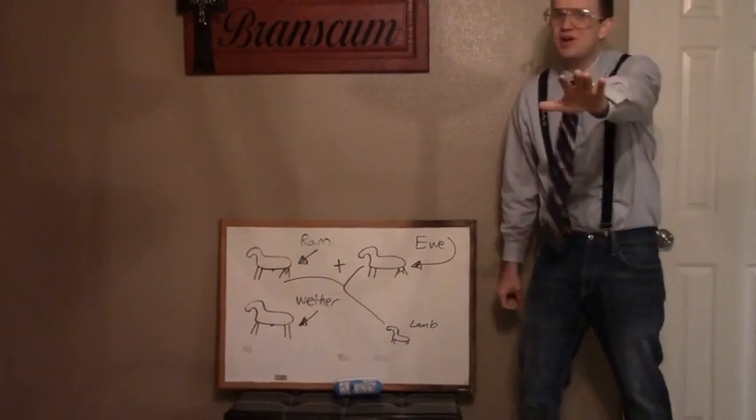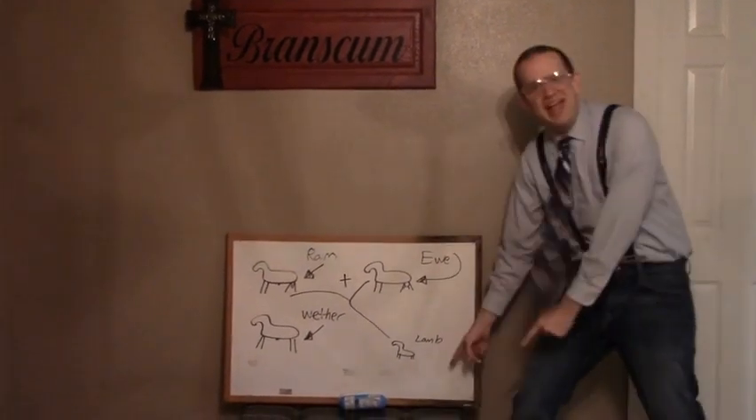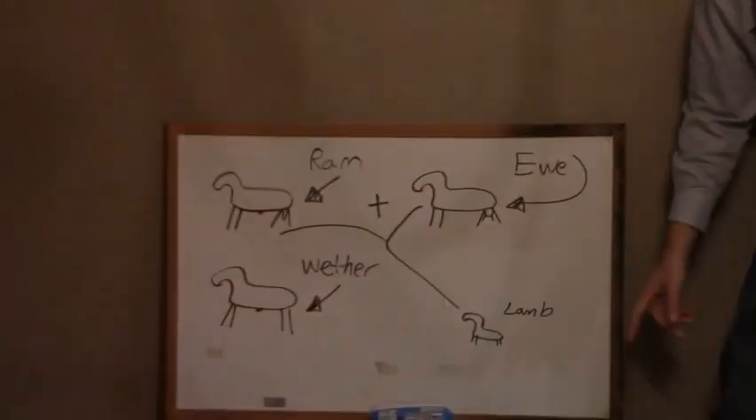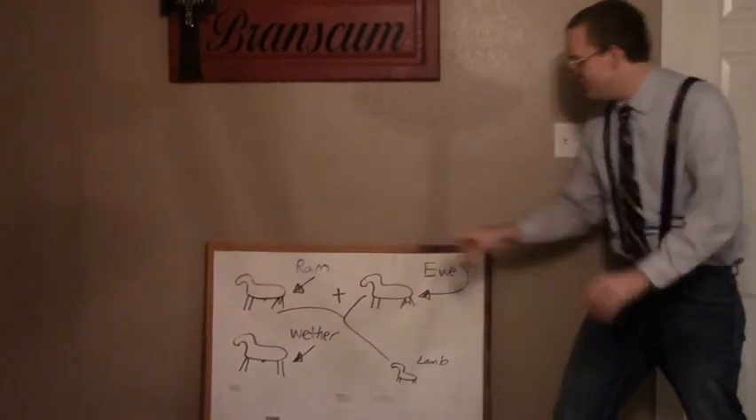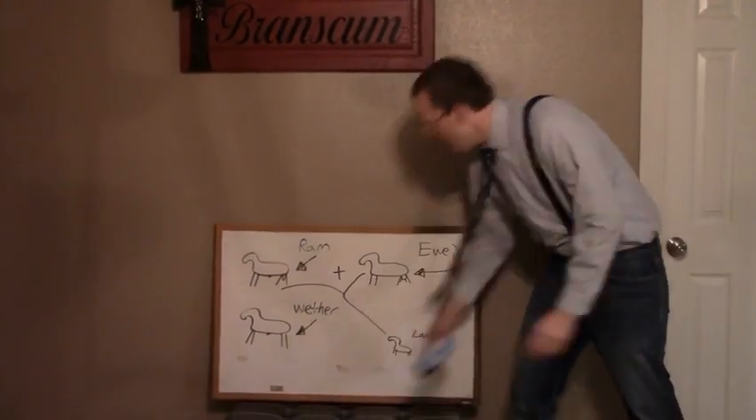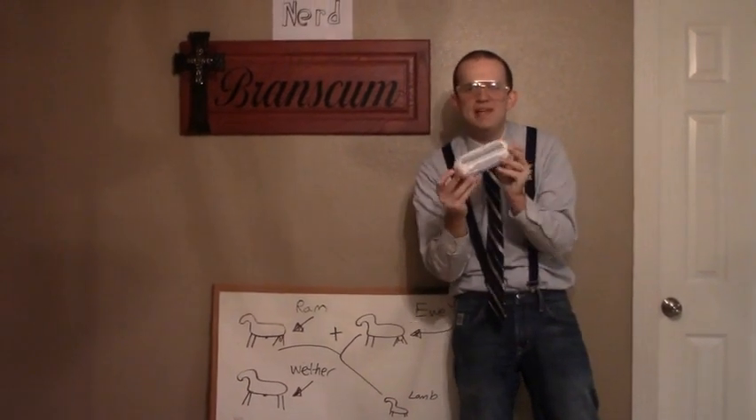You know, this is going to be Nerd Branscum math. But a ram plus a ewe equals a lamb. A lamb. And that's a little baby sheep. Can you tell I'm a nerd, but definitely not an artiste? Yes, right. So we have a lamb right here. So these are the four terms you need to know. And then we take these animals right here and we make delicious, delicious sheep meat out of them.